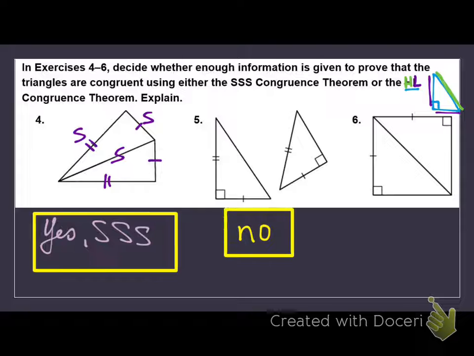Is it side angle side? No. Do they match? The angle is between the sides on the first triangle, but is the angle between the sides on the second triangle? No. Also, just use your eyes. We're trying to figure out if they're congruent. What does congruent mean? The same measurement, right? Do they look like they have the same triangle twice? No. They're not. One is smaller than the other.